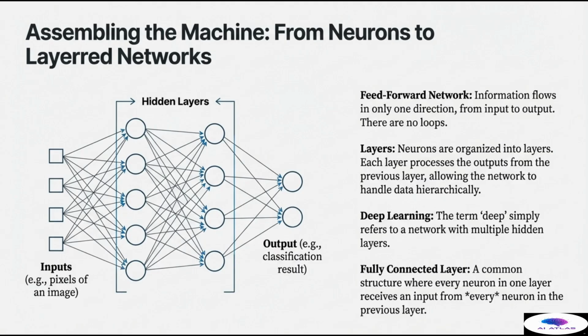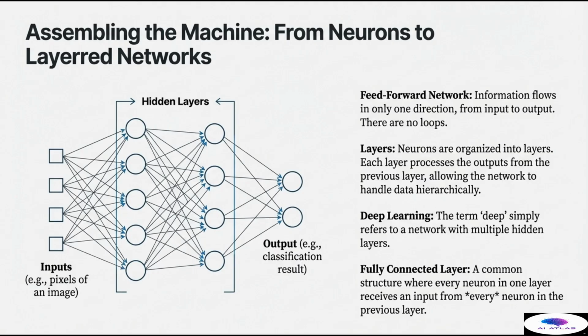This depth is what allows the network to achieve state-of-the-art results in fields like image recognition and language processing, as it can build profound hierarchical representations. Finally, the structure shown here is known as a fully connected layer, or dense layer.